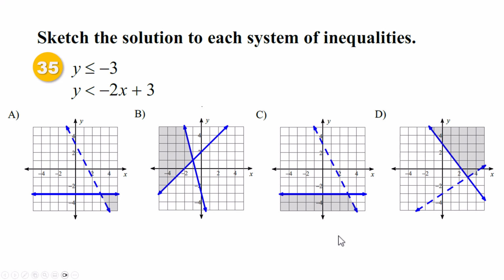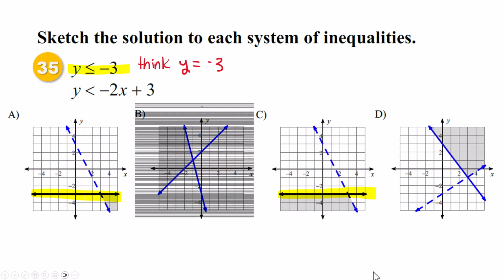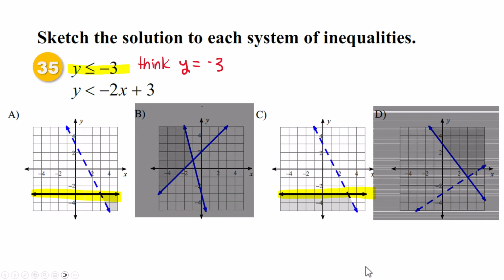All right, the last problem we're doing is this guy, and this is a system of inequalities. Again, it's a complicated little thing to do. I start by looking at what I've got. And if I start with y is less than or equal to negative 3, and I know that this is the line y equals negative 3, and then I've got two choices that have that horizontal line. The other two don't. So, okay, that one's gone, and that one's gone. So now I'm looking at these two choices, A and C, and they seem identical.